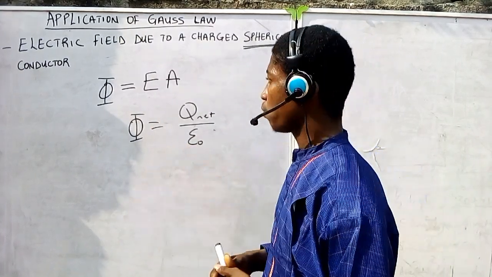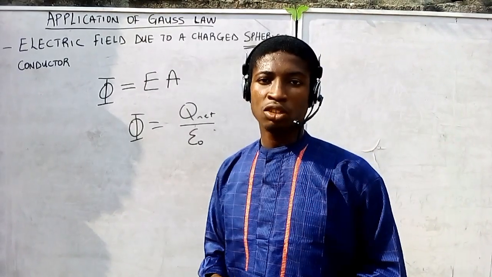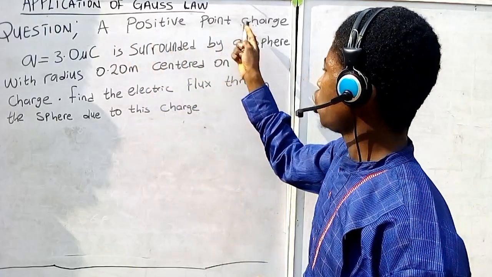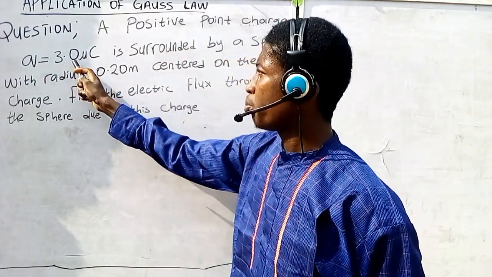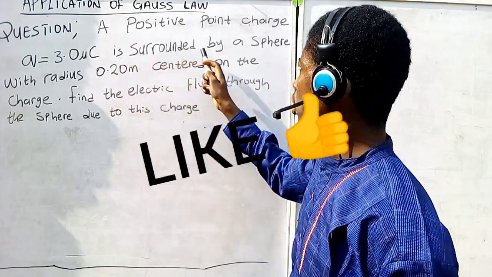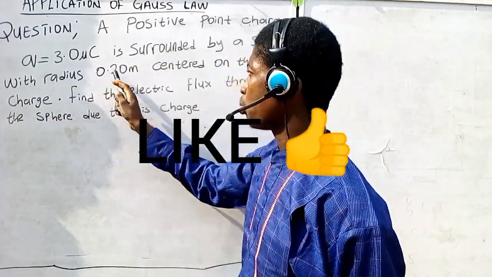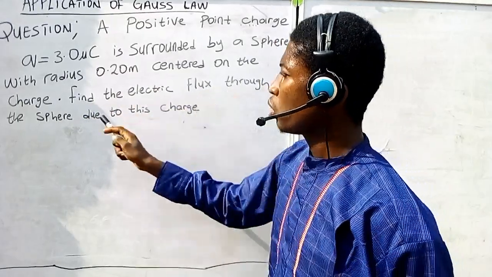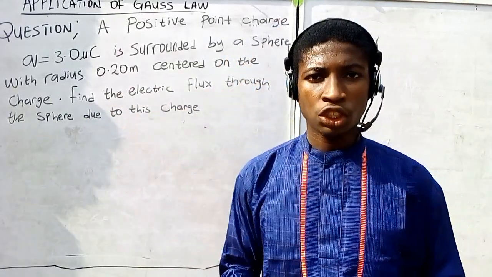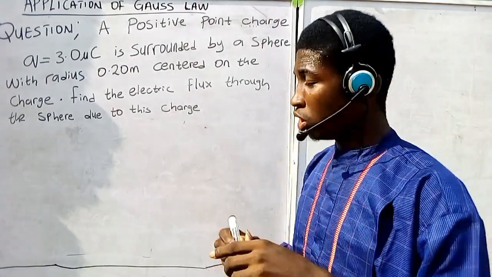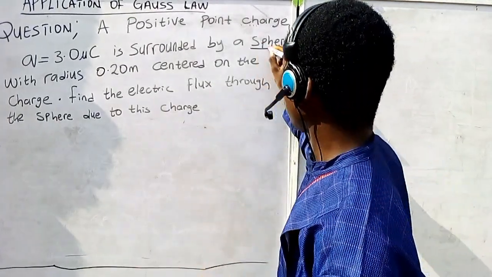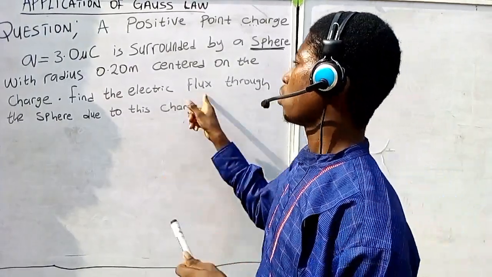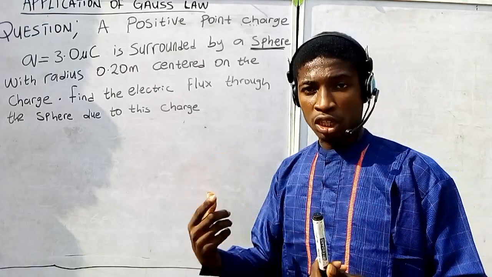All right. So let's solve a question and see what we mean by this. So let's go to question 1. As you can see, this question says a positive point charge Q equal to 3.0 microcoulomb is surrounded by a sphere with radius 0.20 meter centered on the charge. Find the electric flux through the sphere due to this charge. Now, remember the important word here, sphere, spherical, sphere. All right. Obviously, this is Gauss law, because to find electric flux, this is an application of Gauss law.